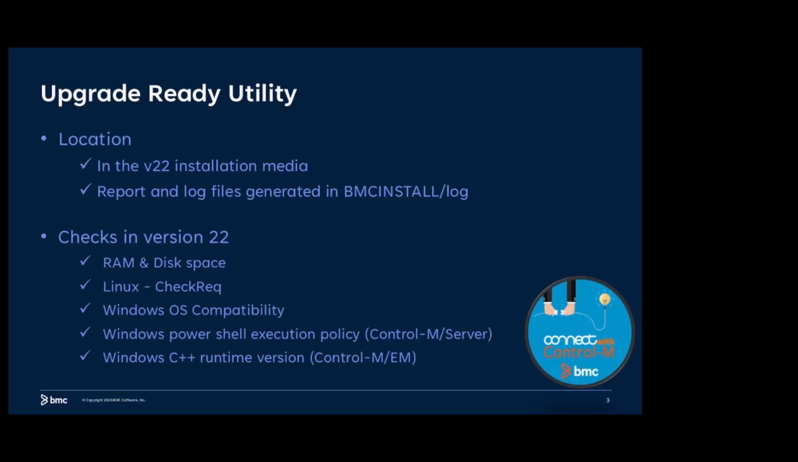You can find this utility in the 9.22 installation media, and the report and log files are created in the BMC install log directory. We'll see this shortly in the demo. Currently, the utility performs a few checks like memory and disk space, and as mentioned previously, it calls the checkrec utility to check system requirements.